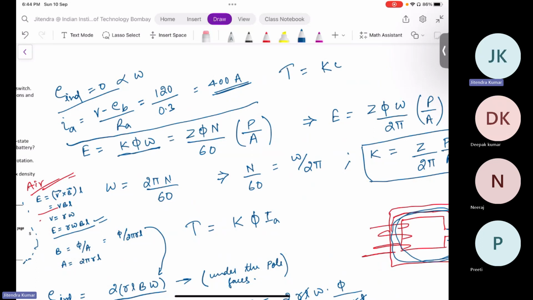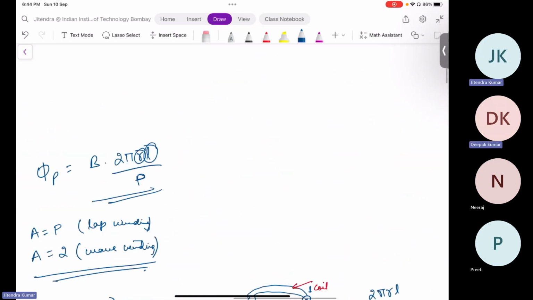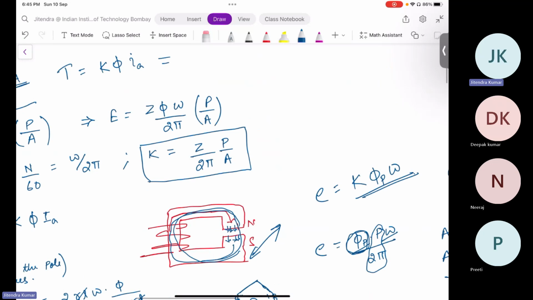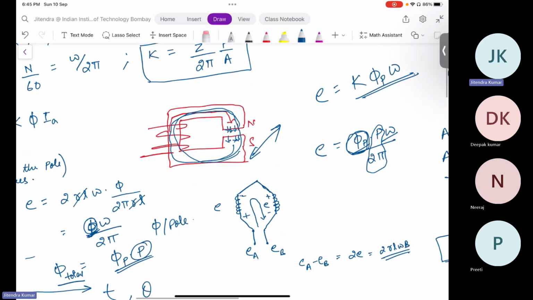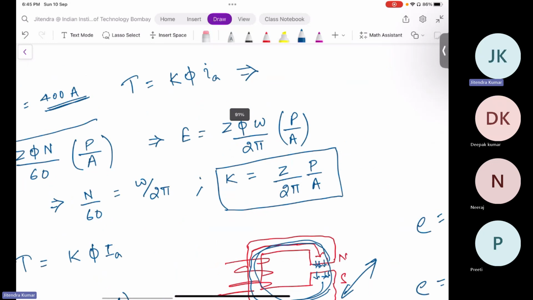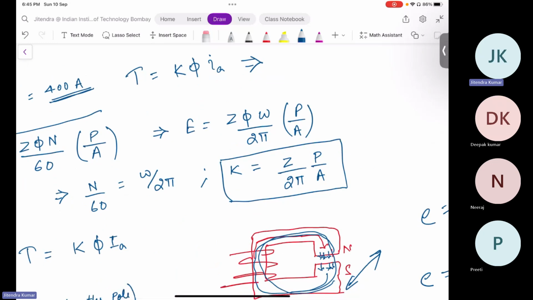It is equal to k phi ia. Let me take certain different places. So k phi ia, and k is nothing but we have found the value of k here, z by 2 pi into p by a. The p by a and z by 2 pi did not come into the picture because we haven't discussed the parallel paths and types of windings, wave winding, lap winding.